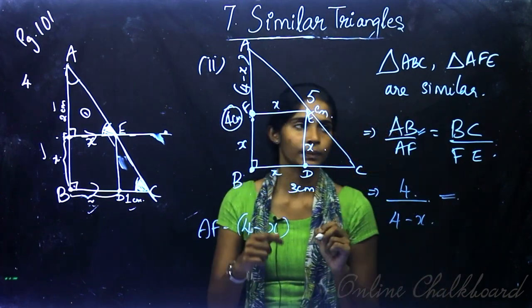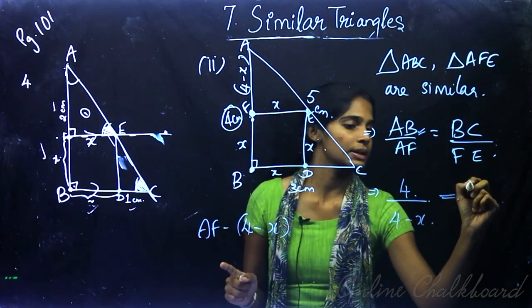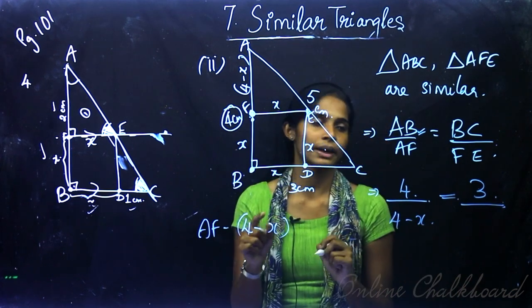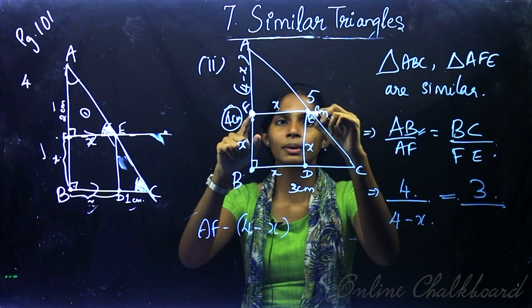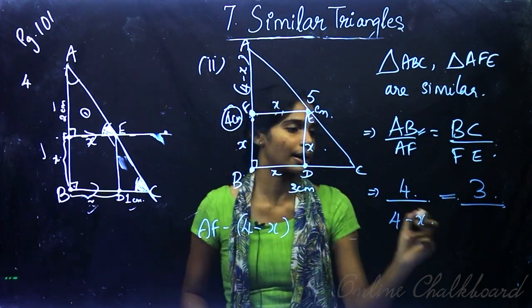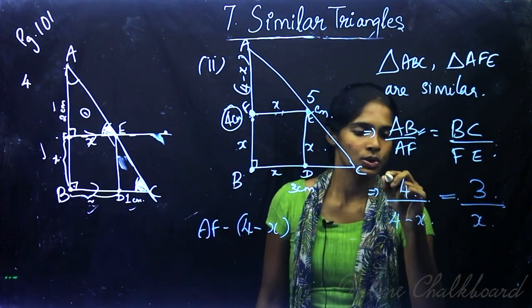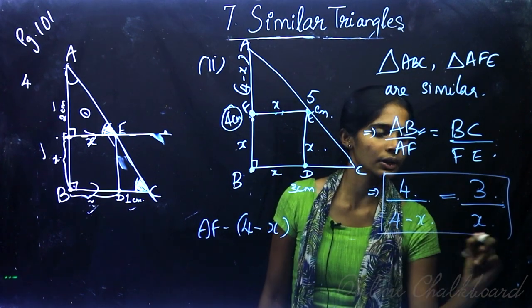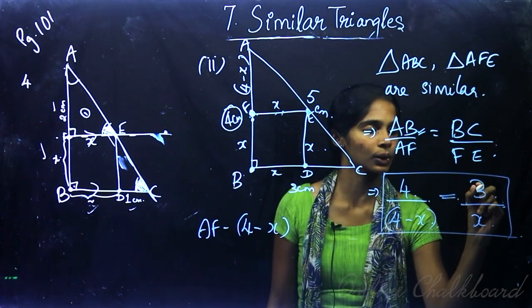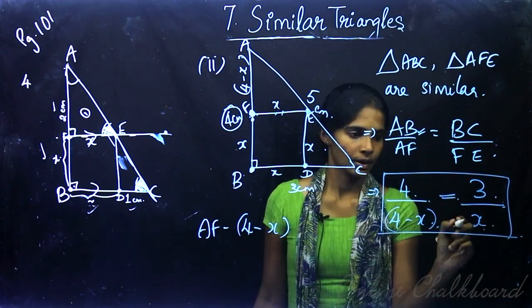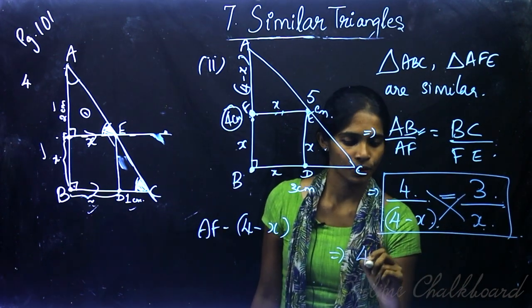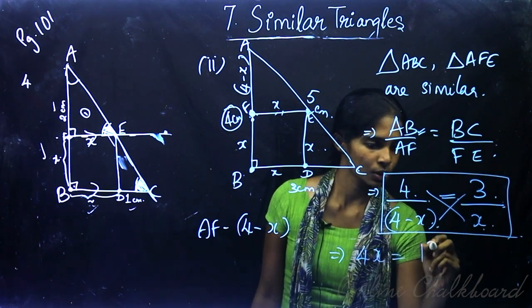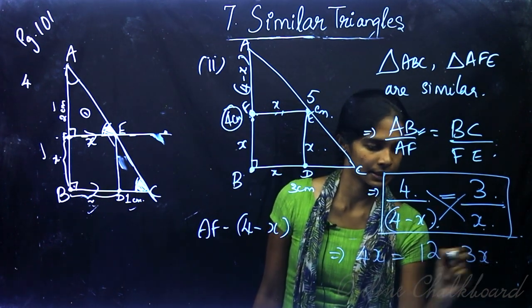This is equal to BC. Nokkike, it is given, it is 3 cm. Divided by. Now what is FE? FE ennu parayna namukku kaana adu nammada side of the square aanu. So it is X. So we have the equation 4 divided by 4 minus X is equal to 3 divided by X. So namukku idu simplify cheyyam. So cross multiplying we get 4X is equal to 12 minus 3X.